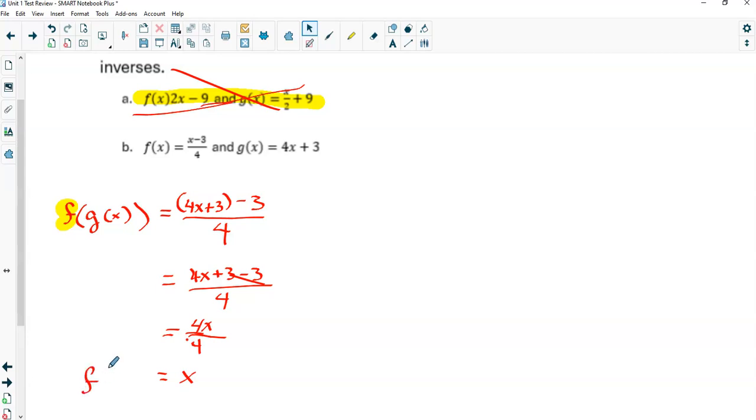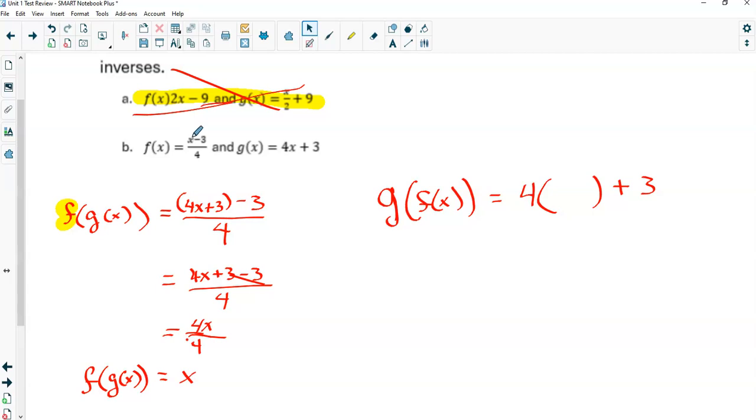So that means f of g of x equals x. So that's good so far. Now I'm going to check the other one. I have to say then that g of f of x must also equal x. So let's write g of x. g of x is 4 times blank plus 3. Notice the blank is going to be f of x. f of x is x minus 3 divided by 4.